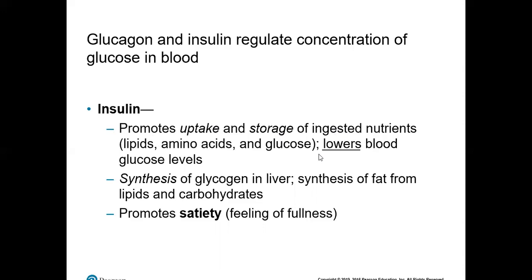It helps to form the glycogen in the liver. It helps to form the lipids, the fats and the carbohydrates that get stored in the adipose tissue. It even creates a feeling of fullness. So once insulin gets kicked into the body, you have, this is just a vocabulary word, something called satiety. That's a feeling of fullness. It makes you feel like you're full after you've eaten so that you don't overeat.